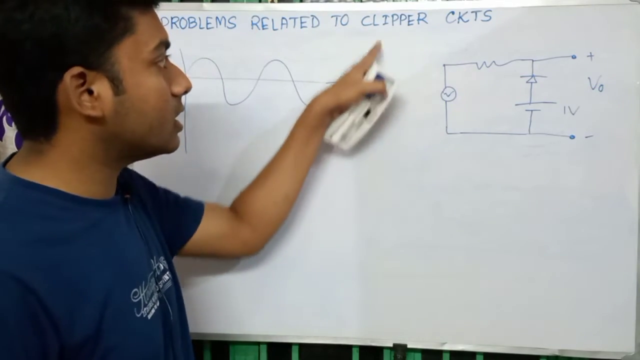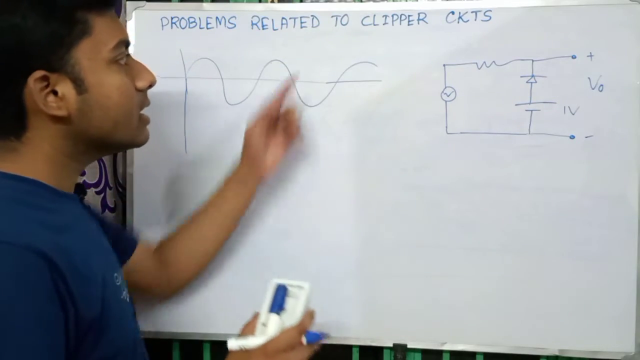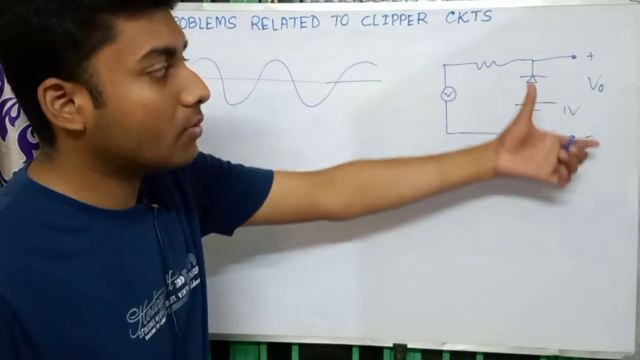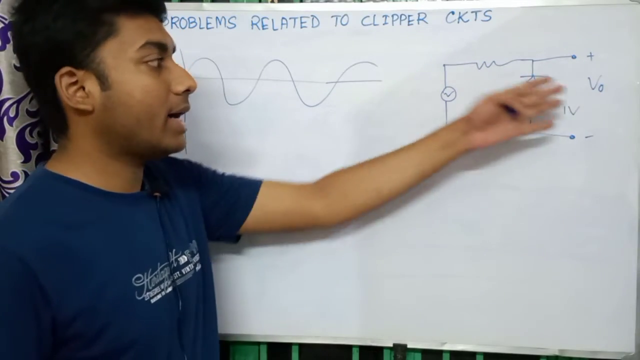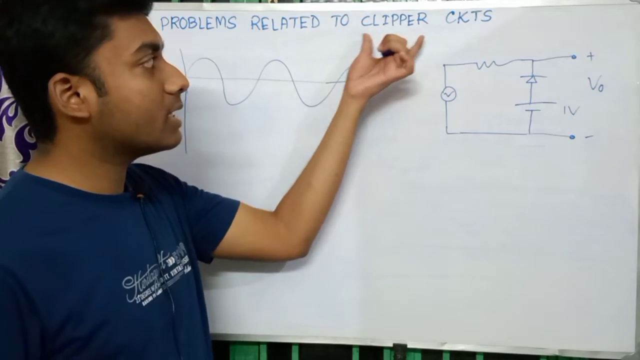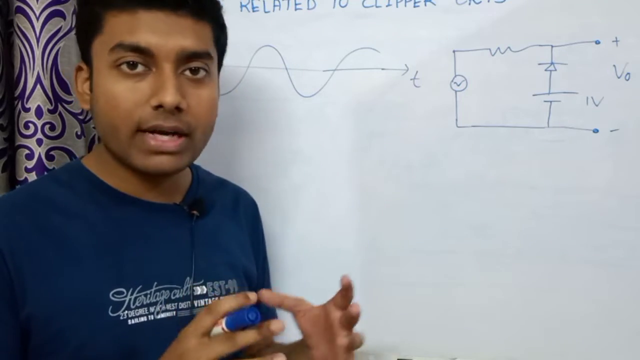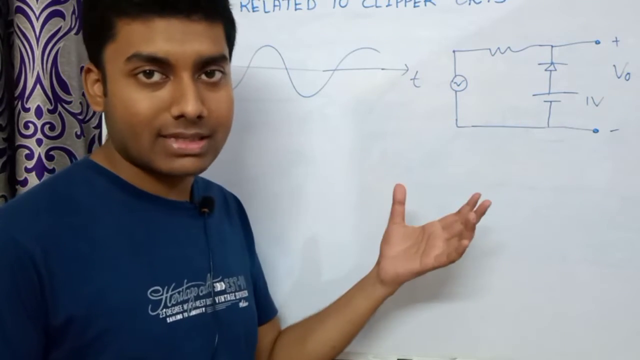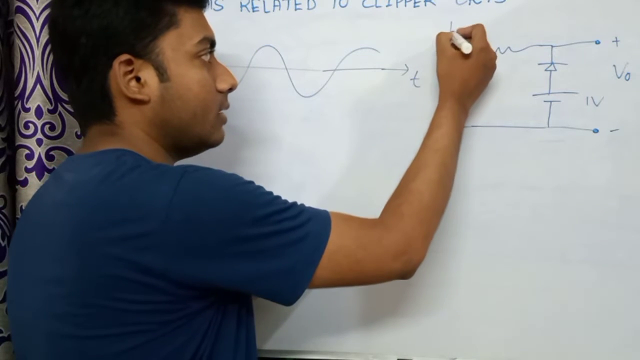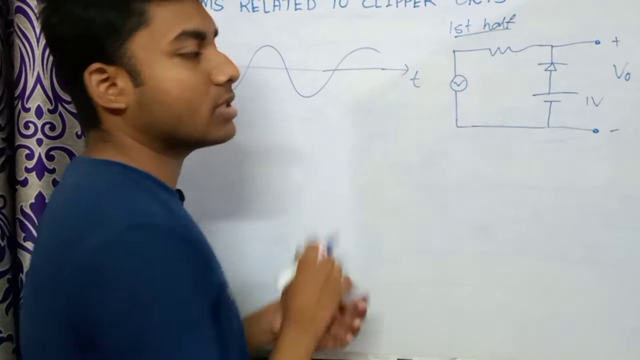This circuit is called a clipper circuit. So what will be the form of this output? Clipper means, you will understand later when I solve how we can find the V output, the figure of V output. Then you can understand why the name clipper comes here. Now to solve this problem, we have to divide it into two parts: the first half cycle and the second half cycle. So we are considering the first half cycle now.